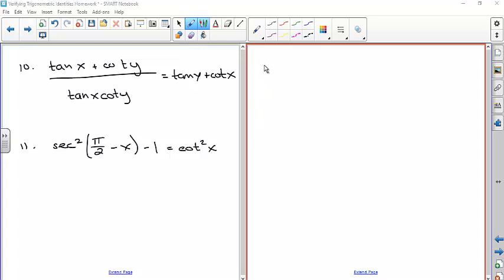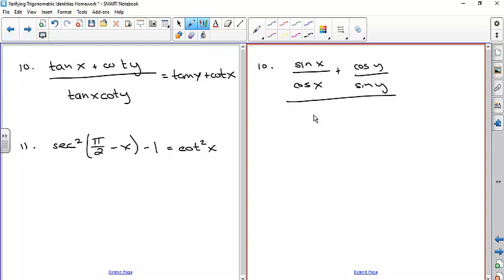Okay, number 10. Okay, let's think what we can do here. Might be able to just rewrite all this stuff in terms of sines and cosines. Those are called quotient identities. So the tangent of x is the sine over the cosine, and the cotangent is the cosine over the sine.